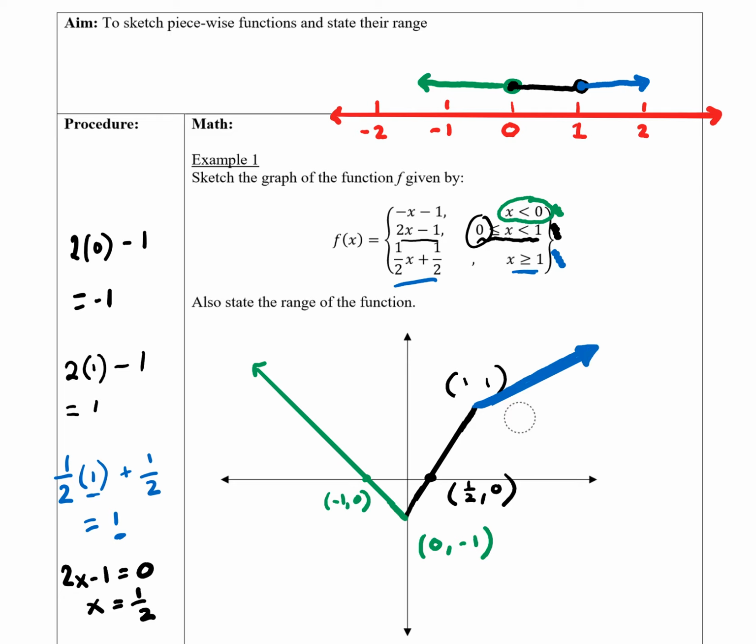So we might just tidy that up. It's really important that we can see that sharp change in direction. It creates what we call a cusp. And it's really important that it's very clear where that changes. Any critical points like x-intercepts, y-intercepts should also always be labelled.